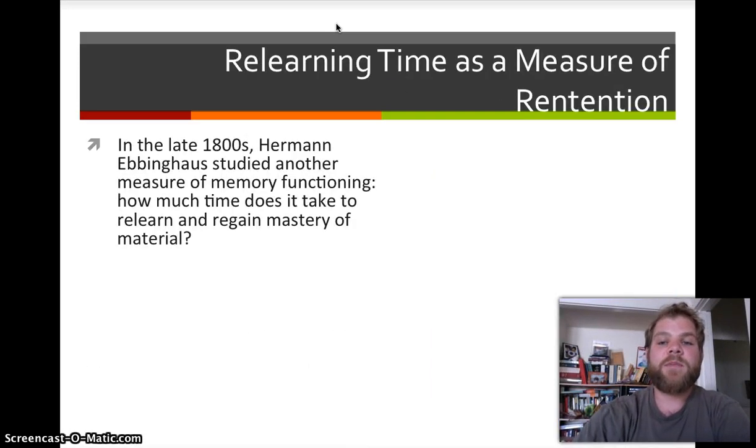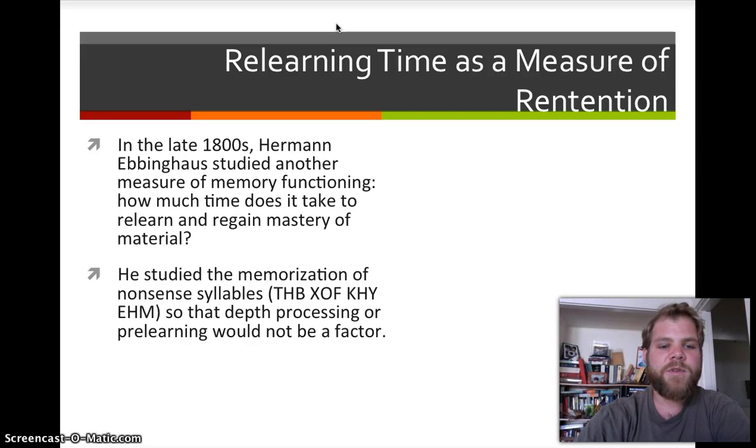Relearning time is considered a measure of retention, meaning the quicker you're able to relearn something, the more you retain the information. This was discovered by our old friend Hermann Ebbinghaus, who studied how many times it takes to relearn and regain mastery of material. He studied the memorization of nonsense syllables, and you see a couple listed there, so that depth processing or pre-learning would not be a factor, meaning that they had no meaning, they were nonsensical.